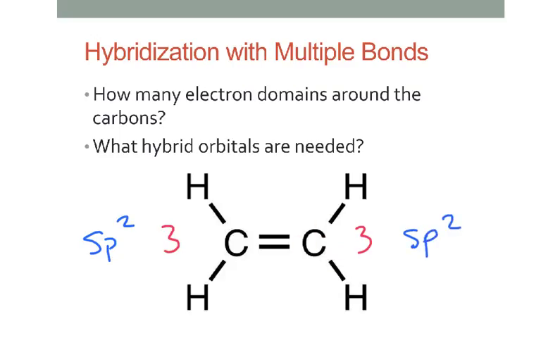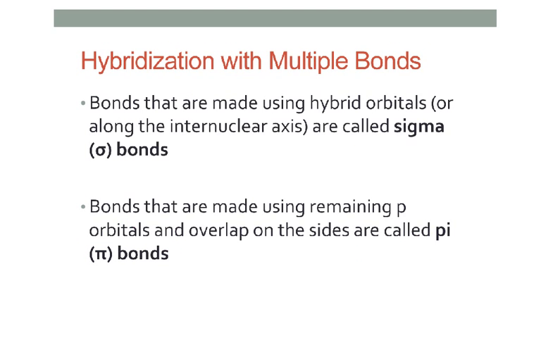So nothing new has really happened here, other than when we're counting electron domains, just reminding you that double bonds and triple bonds, you're just going to count as one. Now this video is hopefully going to explain why we do that and why we only count it as one. Okay, so let's talk real quickly about what happens when you have multiple bonds.